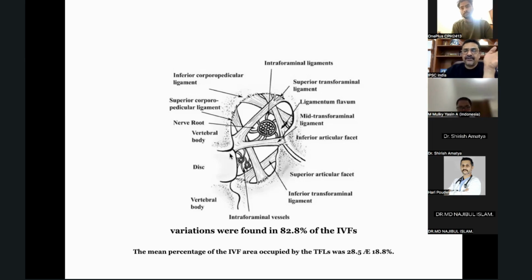She was an 83-year-old female. She was having grade 1 listhesis. She was having severe radicular pain. On MRI, it was not showing much of the compression. Some pseudo bulging was there. So I just did this endoscopically.